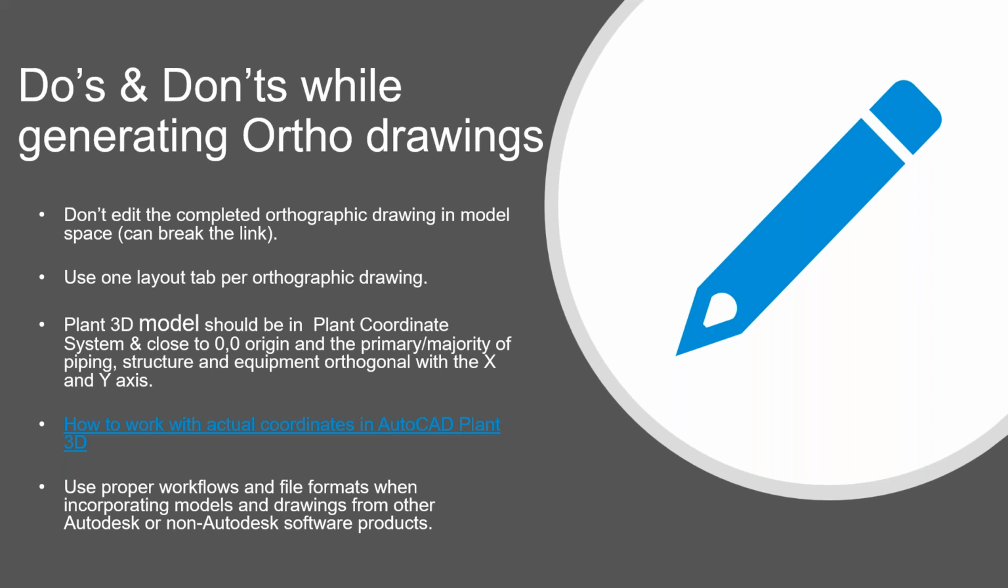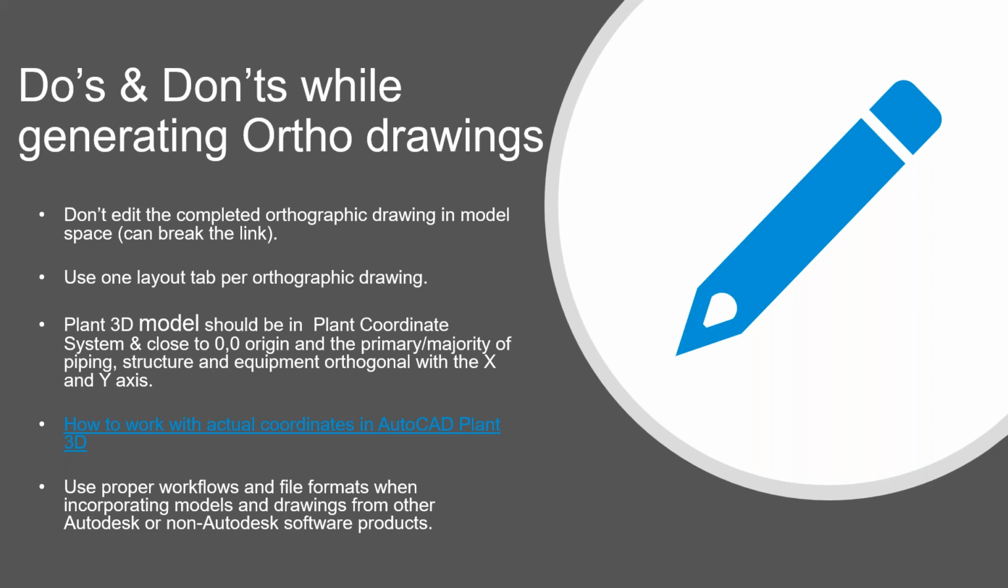Your Plant 3D model should be in plant coordinate system and close to the 0,0 origin, because if you get out to very large coordinates, and by large coordinates I mean usually 10 to the 6th power, so we're talking around 1 million or so units, whatever they are. Usually it's inches in America, might be centimeters in other countries. You'll end up with problems with orthographic views not generating properly, lines being dropped or not hidden, and it has to do with the floating point issues that AutoCAD has with large coordinates. It's also something that you'll see where if your 3D models are at large coordinates, they may not connect properly.